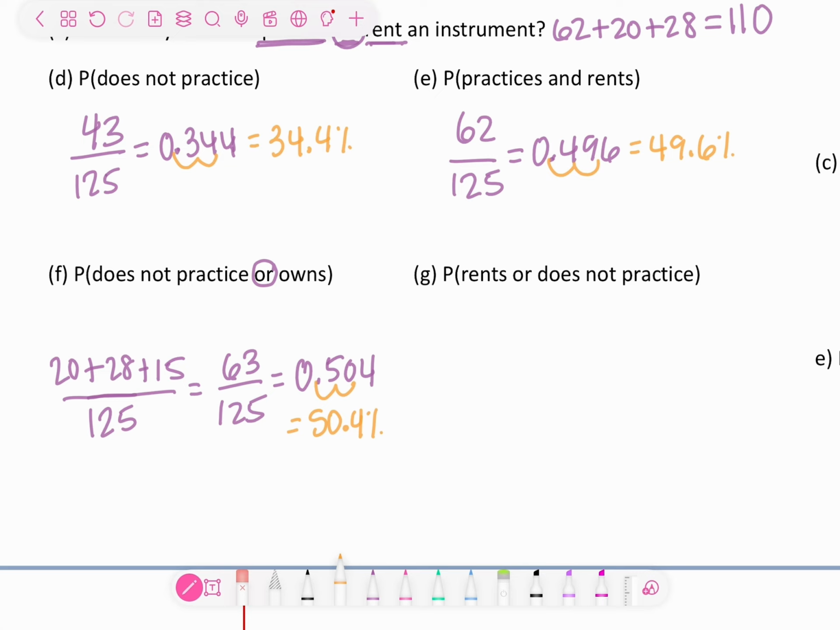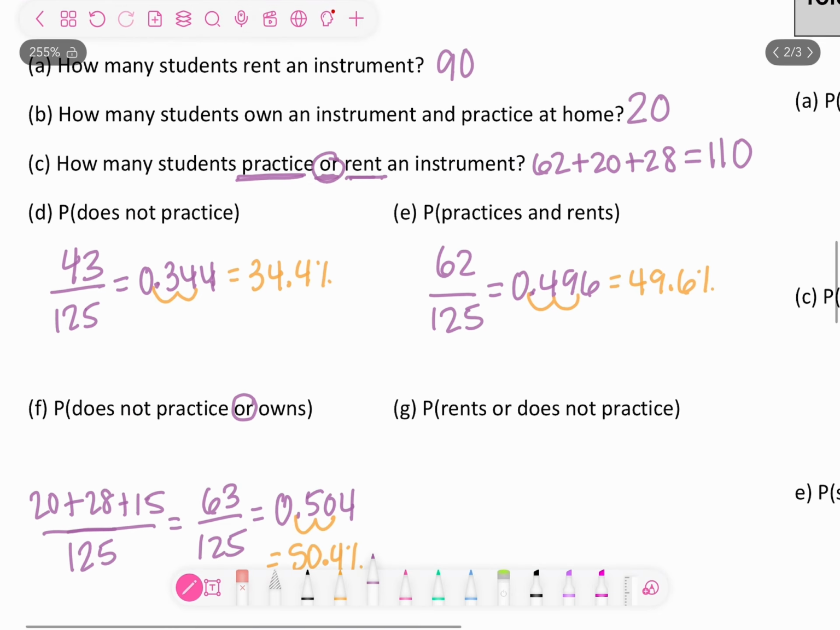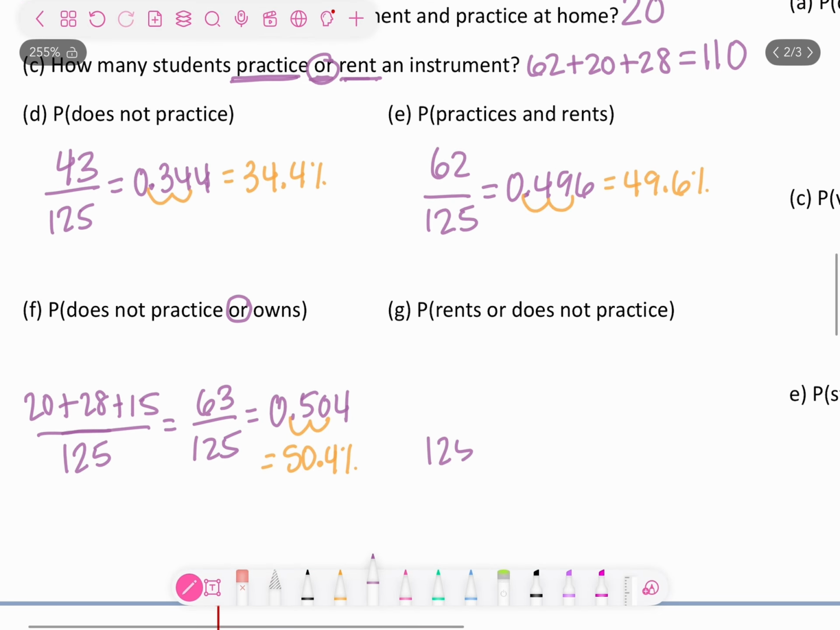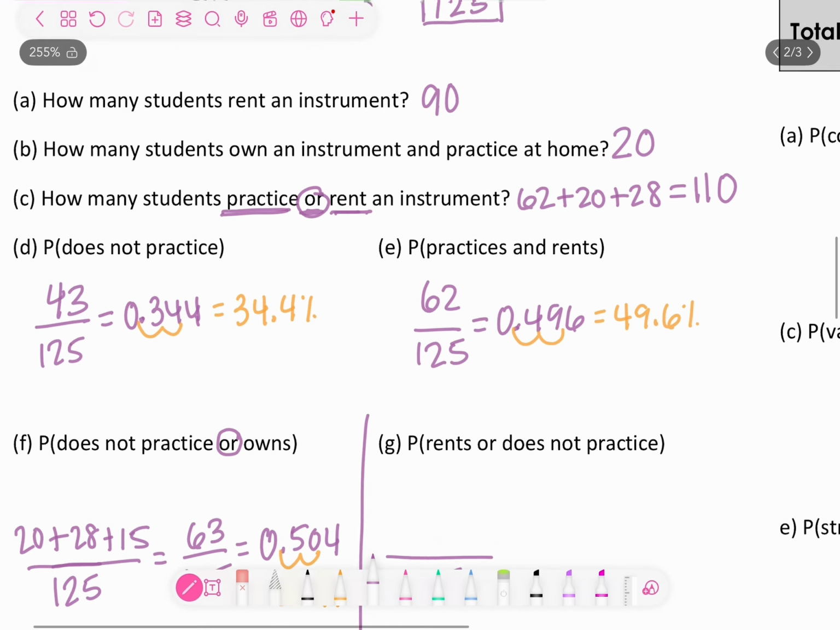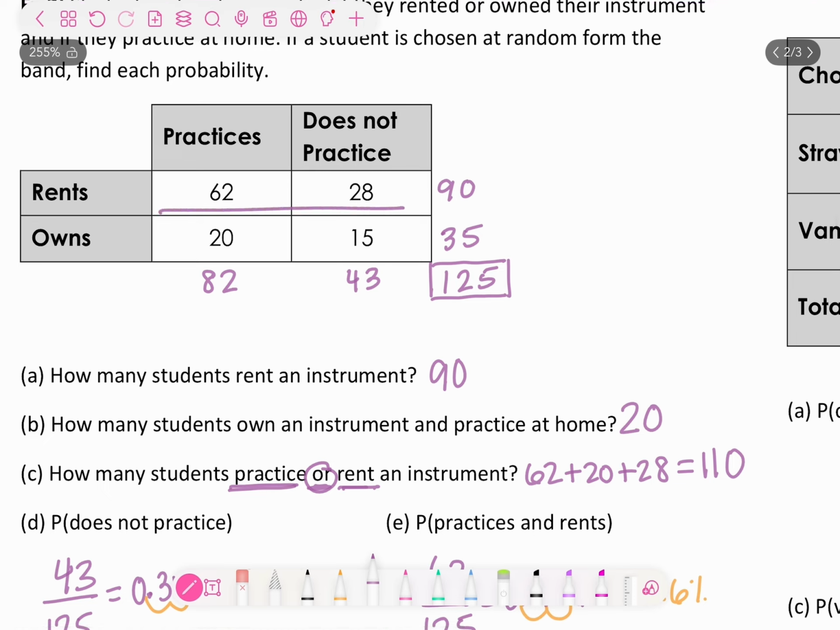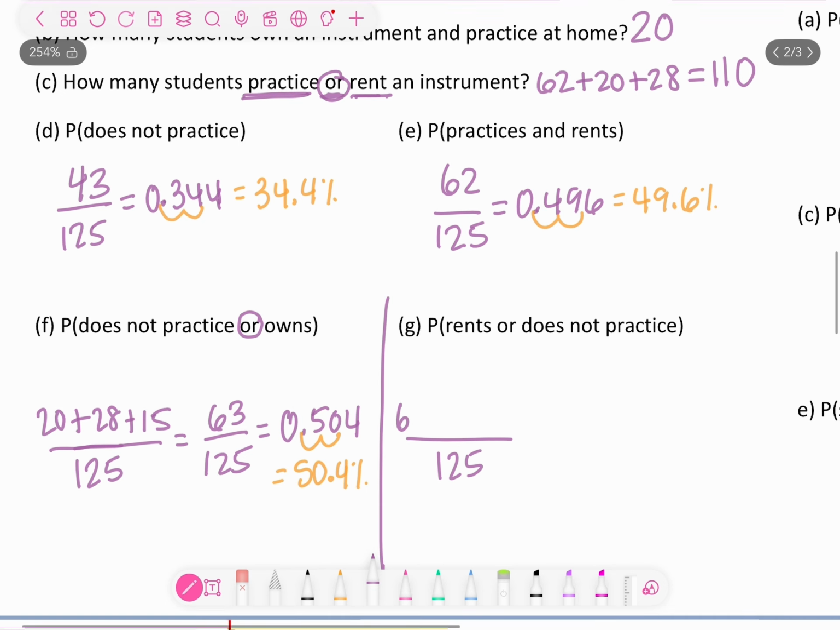All right, here's another probability for G. Probability that they rent or they do not practice, right? Rents or does not practice. You might want to pause the video and try this one and then check your work. So the total should still be 125 for this one. But that numerator is going to differ. So rents or does not practice. So rents is 62 and 28. Does not practice is 28 and 15. That's going to be the 3: 62, 28, and 15. So basically 90 plus 15. 62, 28, and 15.